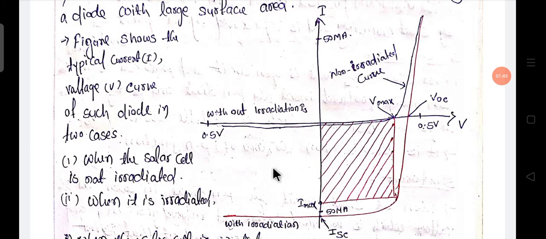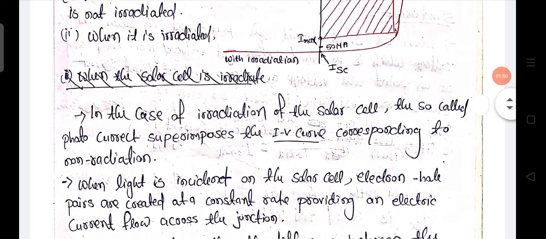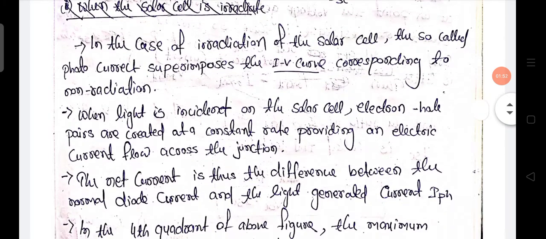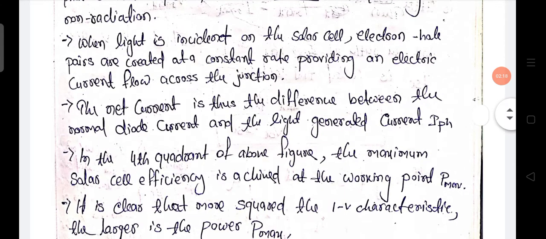When light is incident on the solar cell, electron hole pairs are created at a constant rate, providing an electric current flow across the junction. The net current is thus the difference between the normal diode current and the light generated current, which is IPH.